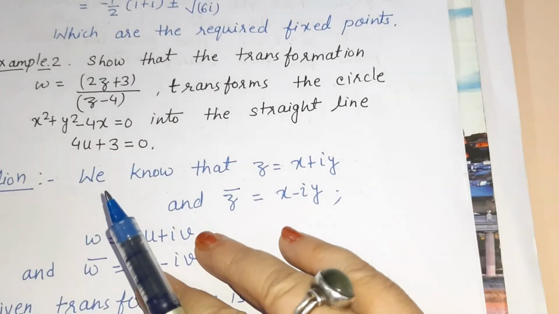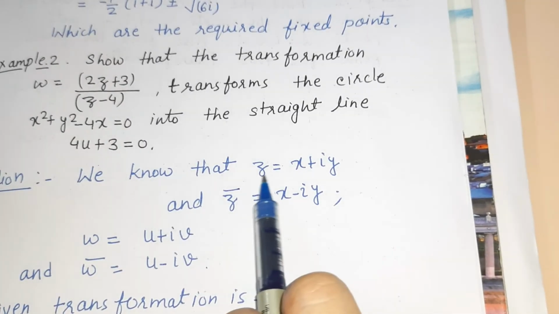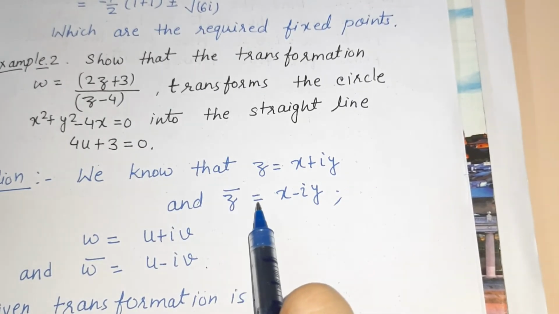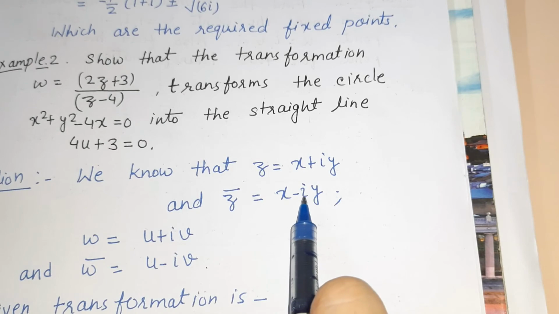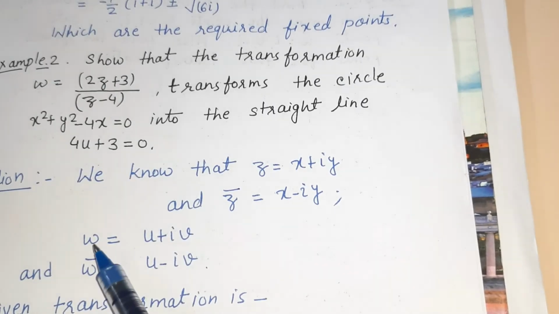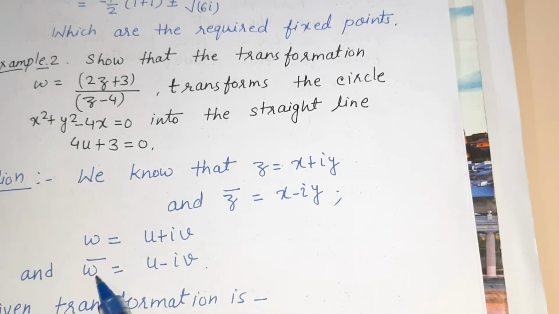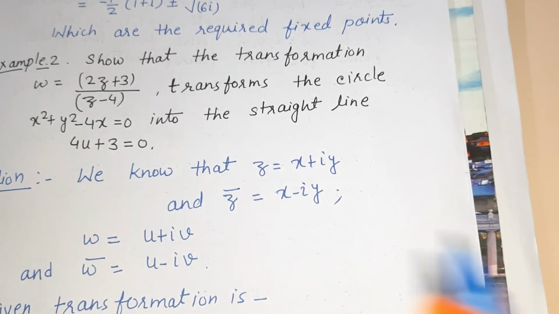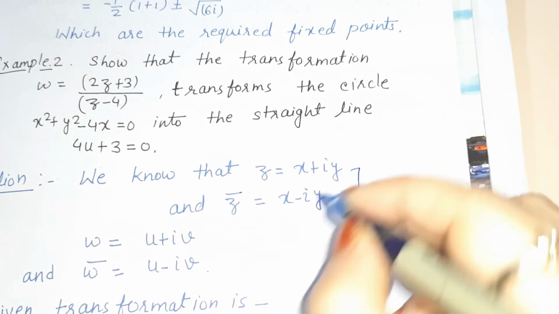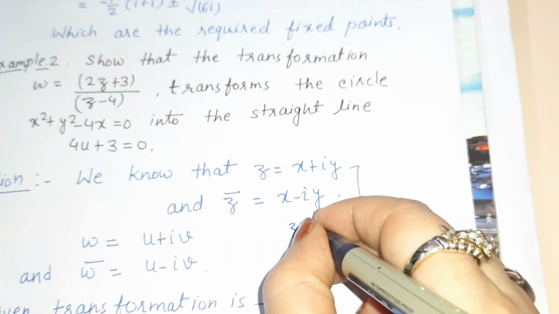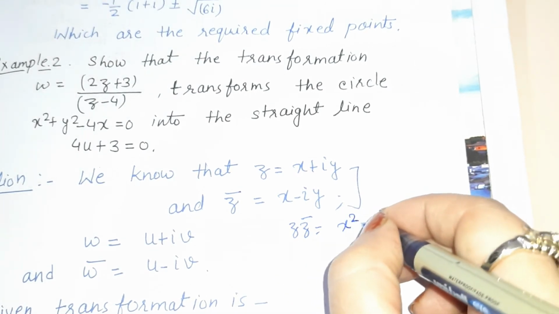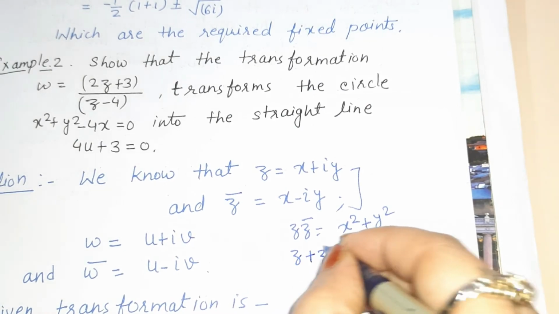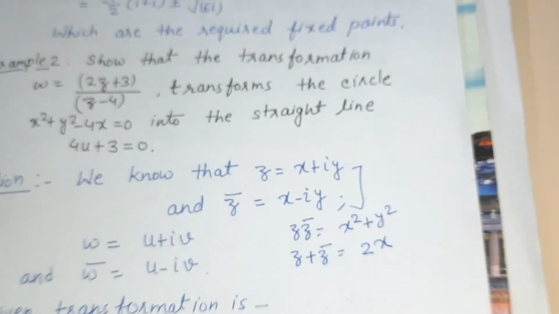Now see, we know that z is equal to x + iy, and its complex conjugate z bar is equal to x - iy. Similarly, w is equal to u + iv, and w bar is equal to u - iv. And one thing more, from these relations we can get z times z bar is equal to x² + y², and z + z bar is equal to twice of x.